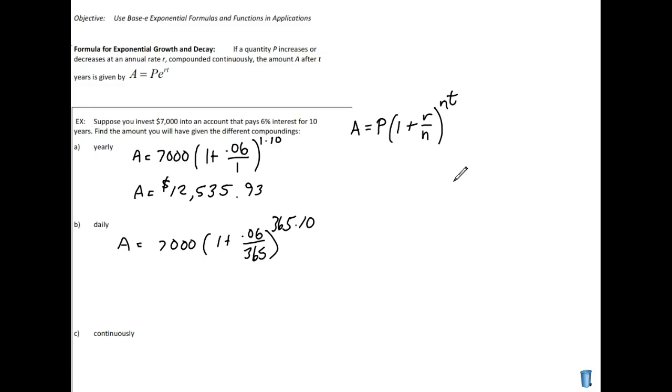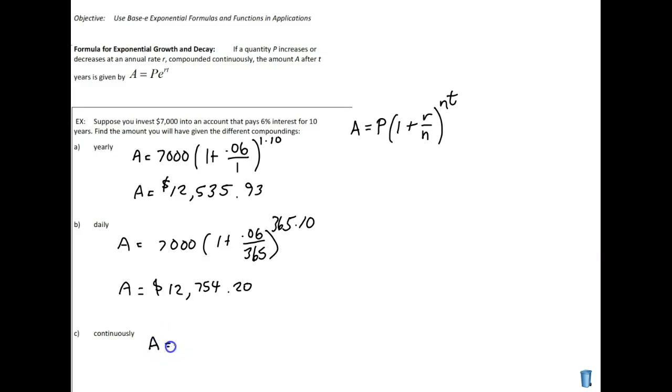And see what you come up with. It's going to be a little bit more because remember, the more often you compound it, the more money you're going to end up with. So this is going to be 12,754.20. Okay? And then let's do it compounded continuously.